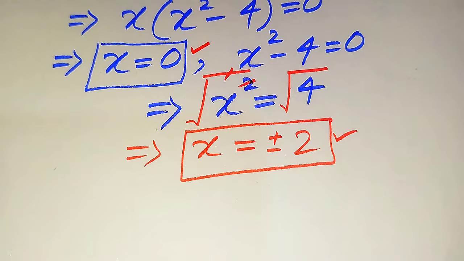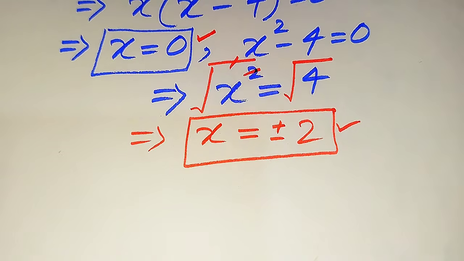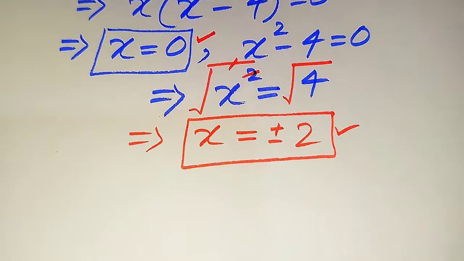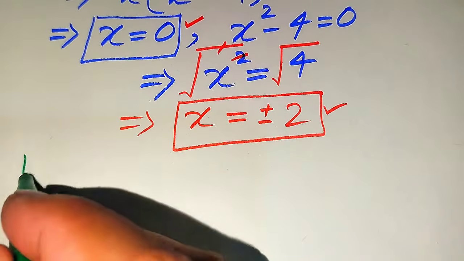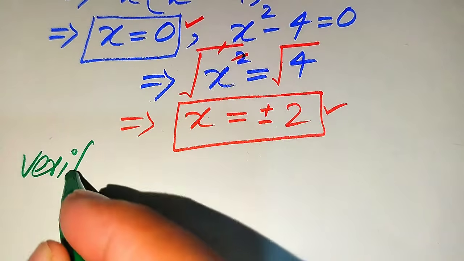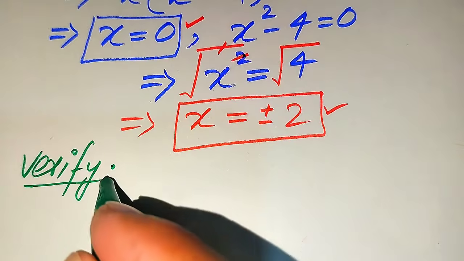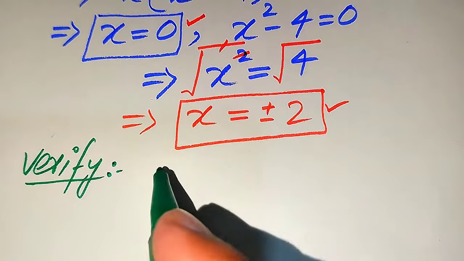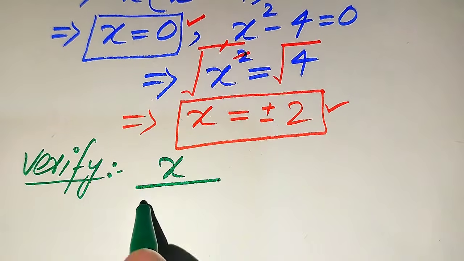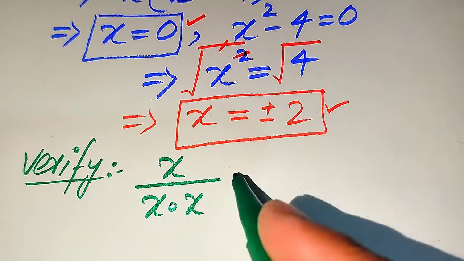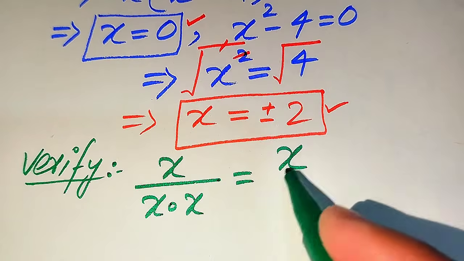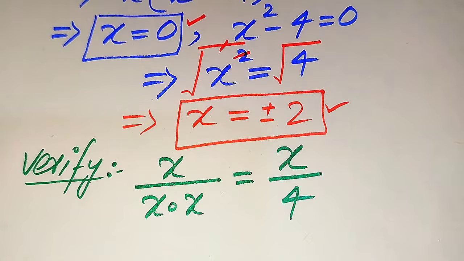Okay, so here we get these are the three roots of the given equation which we get from this method. And now in the next steps we need to verify which of these roots are solutions and which of these roots are extraneous roots. So for this we need to copy down the given question statement here, and it is x divided by x times x is equal to x divided by 4.